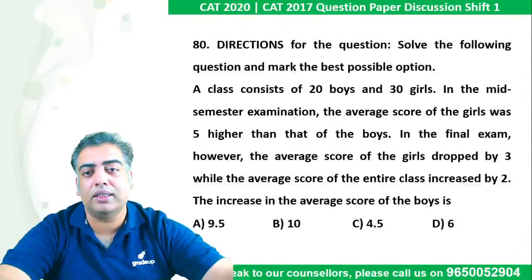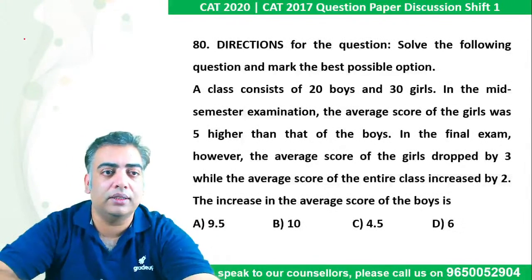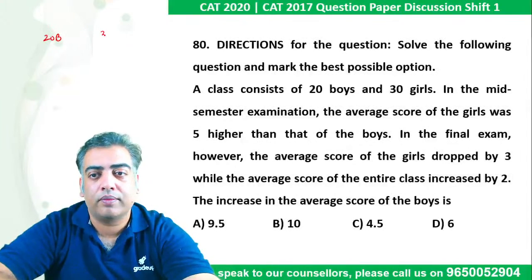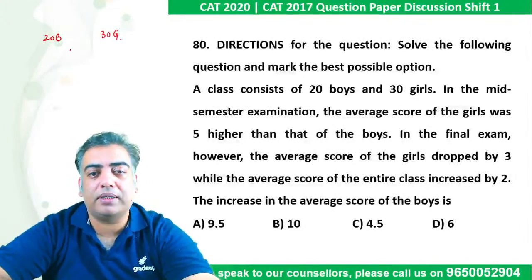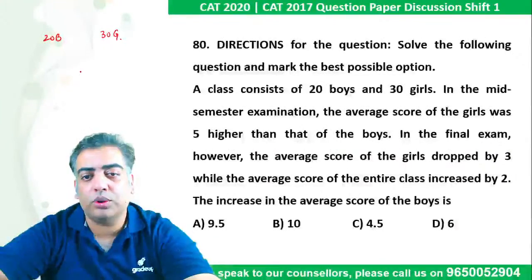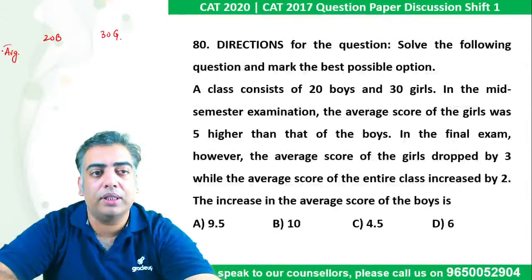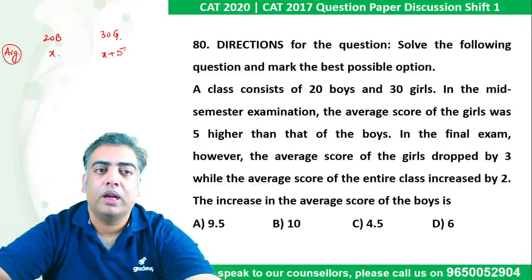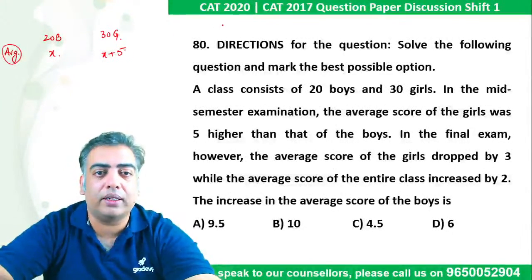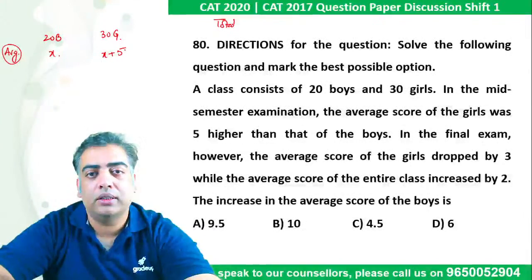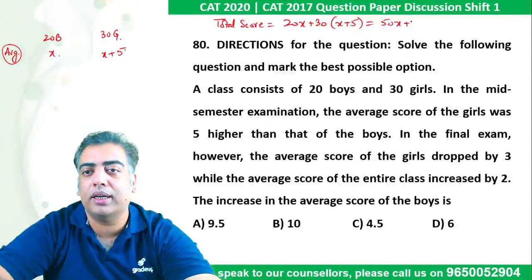Here it says a class consists of 20 boys and 30 girls. In the mid-semester examination, the average score of the girls was 5 higher than that of the boys. So let's assume if the average of boys was x, then that of girls was x plus 5. So we can say the total score of the entire class must be 20x plus 30 times x plus 5, which comes out to be 50x plus 150.